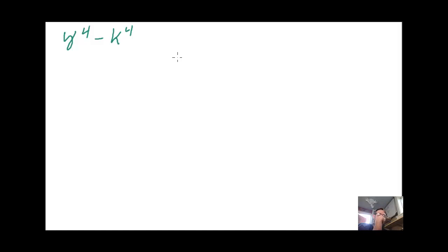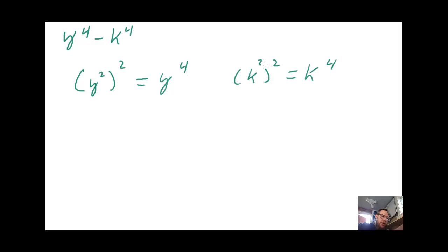So first thing we need to do is find an expression that will give y to the fourth when it's squared. So something squared equals y to the fourth, right? So this is pretty easy. We know that y squared equals y to the fourth. We also need to find that for k. So what squared equals k to the fourth? So this is just k squared.